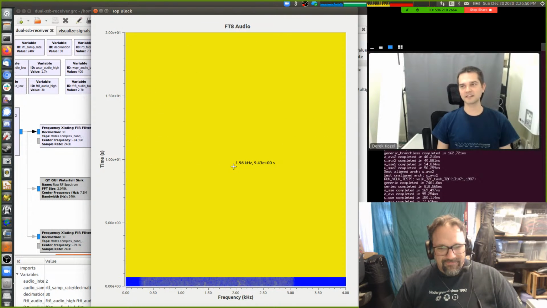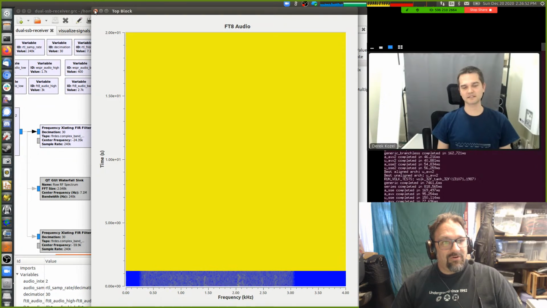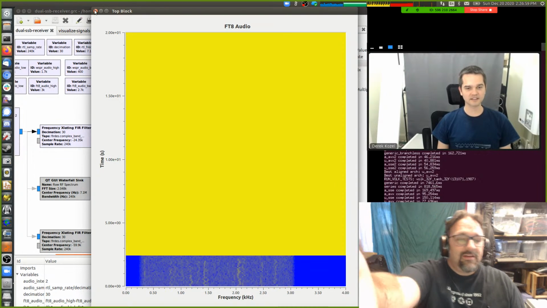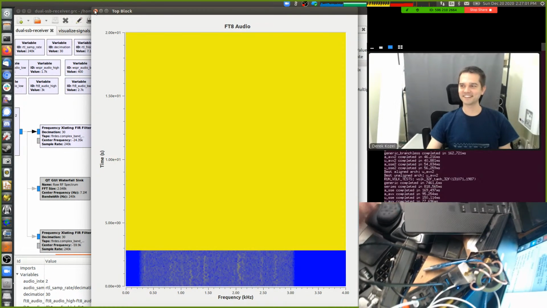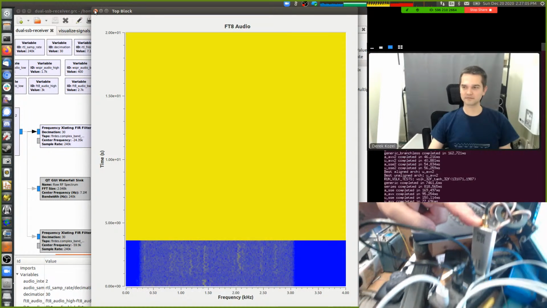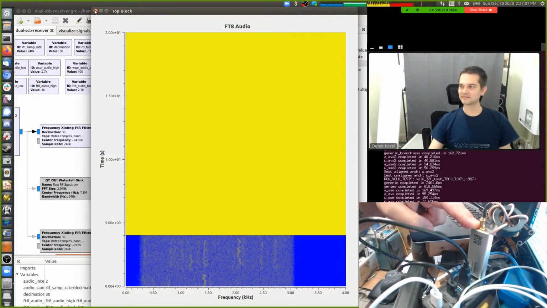No. That's not a whole lot louder, is it? Do you have a test signal, or is this coming out of the RTL? This is my actual RTL. So there's my RTL right there. By the way, my desk is a disaster. But it's an RTL plugged straight into my USB hub.